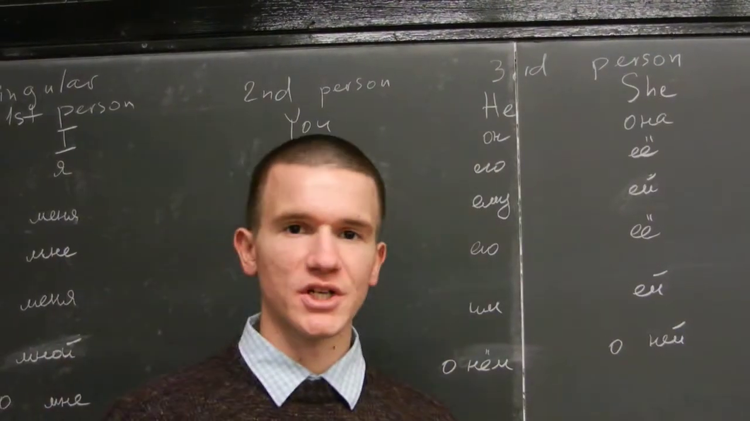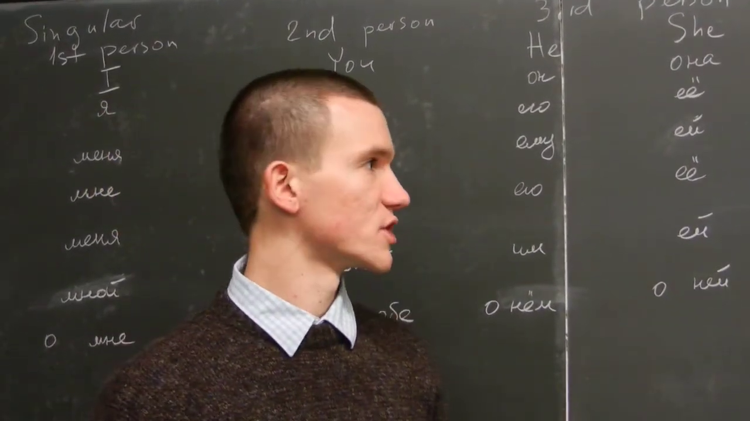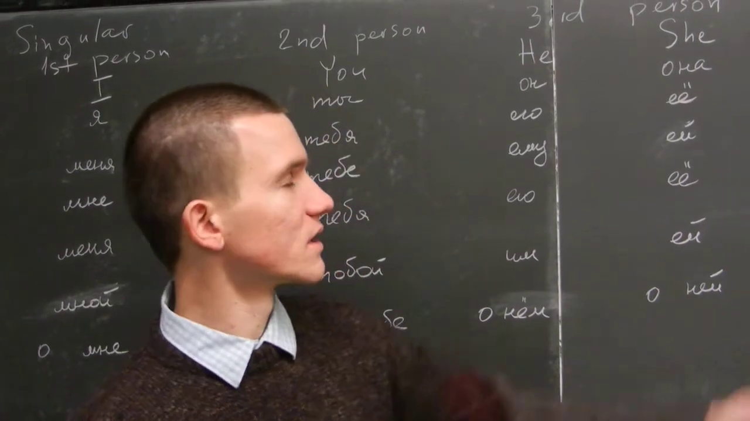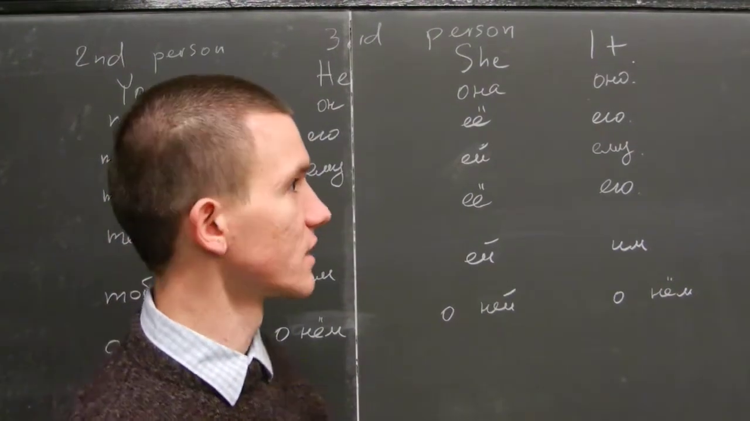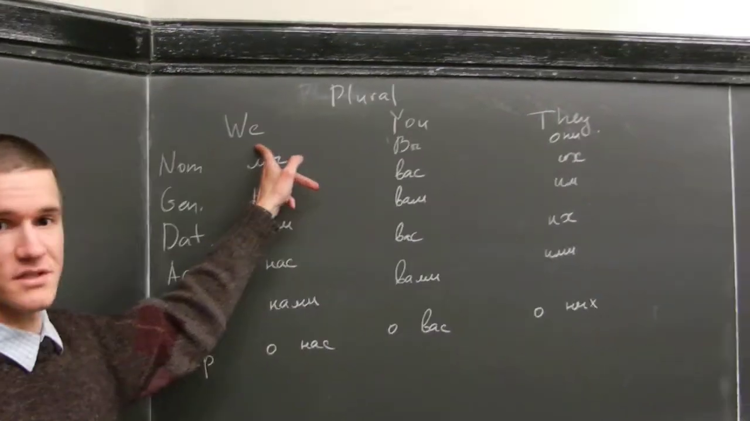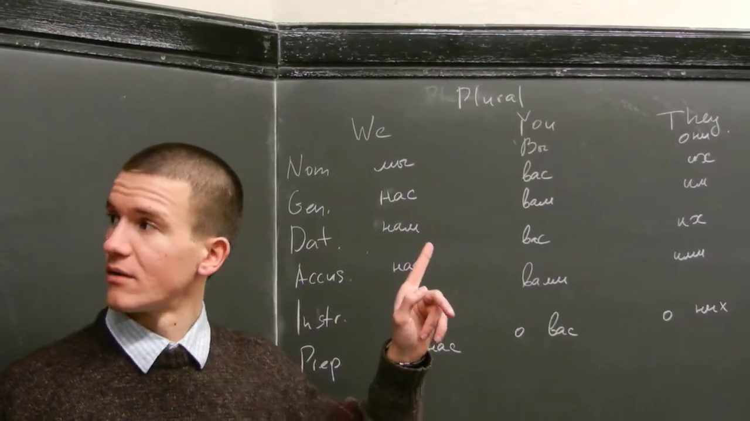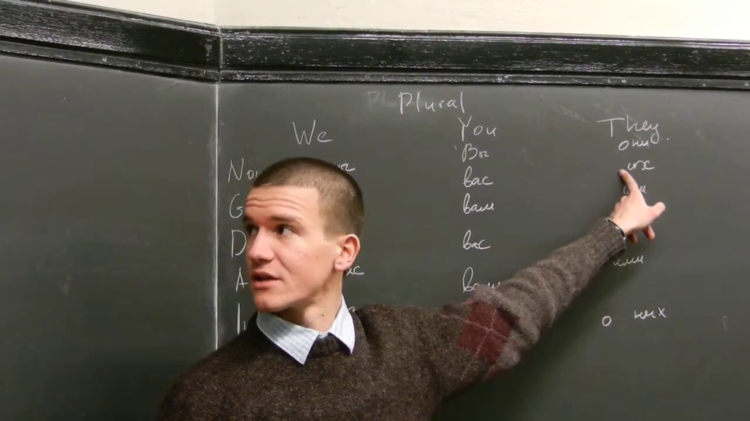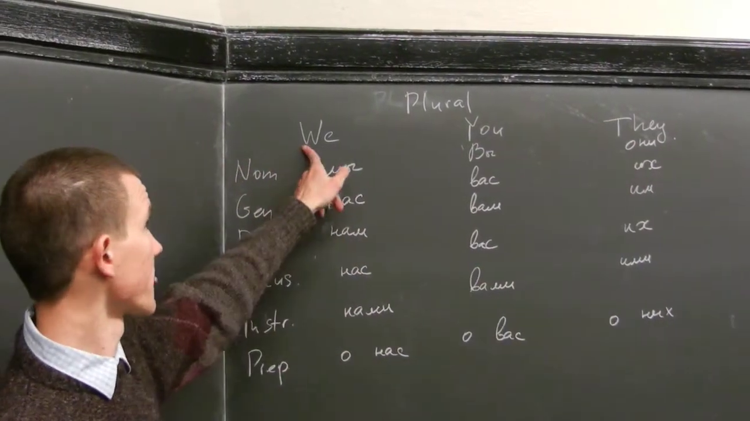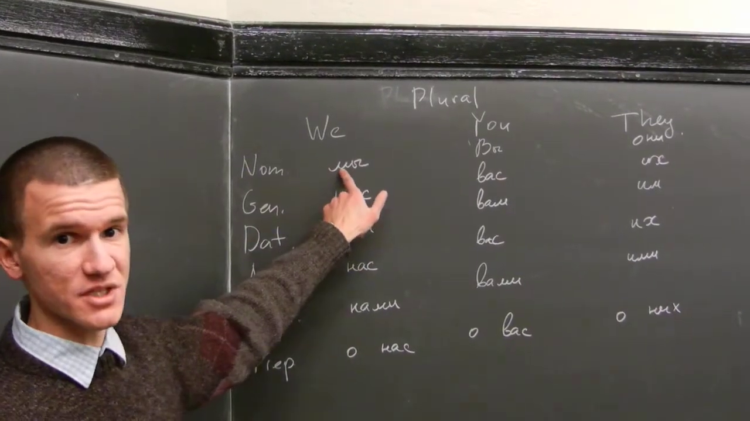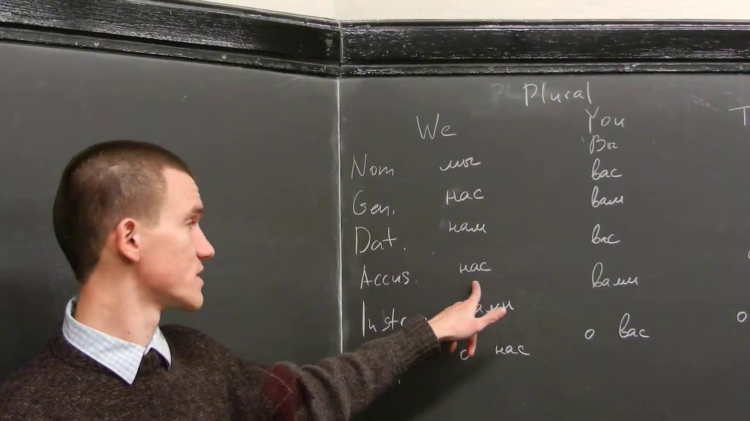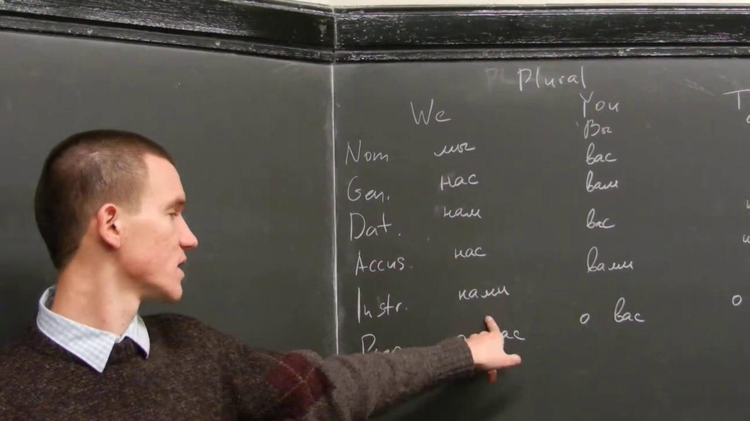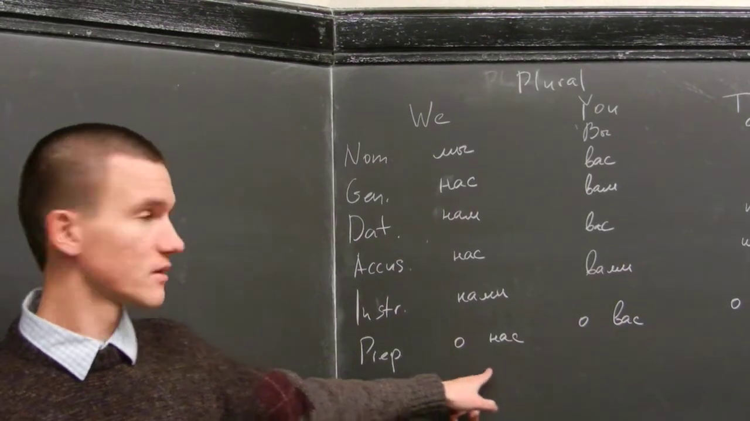So more about genders we'll talk in the next lesson, about genders of nouns, and I'll explain what we usually say about оно, what is оно, or that. So let's go to see plural. Plural is the first person, second person, and third person. Plural, we, мы, which means we in Russian, мы. Genitive, нас, dative, нам, accusative, нас, instrumental, нами, and prepositional, о нас.